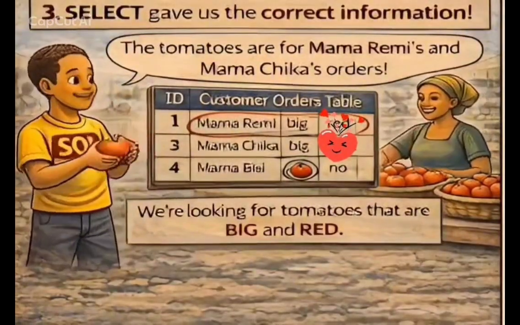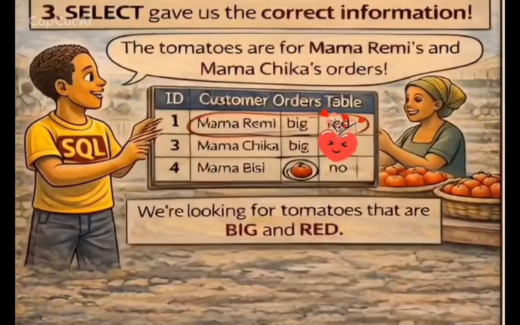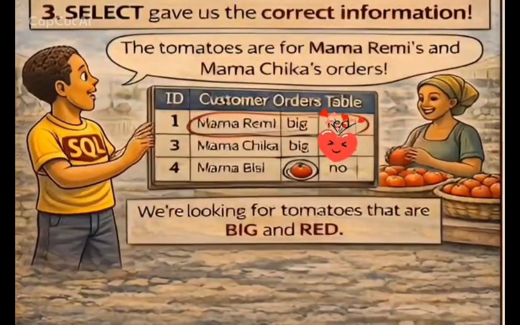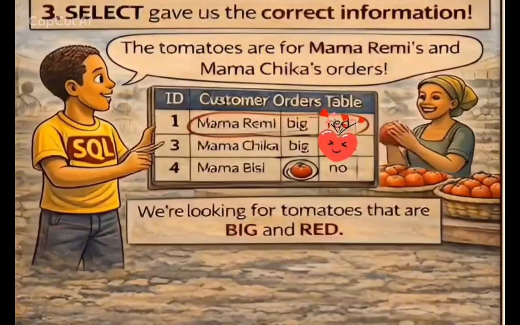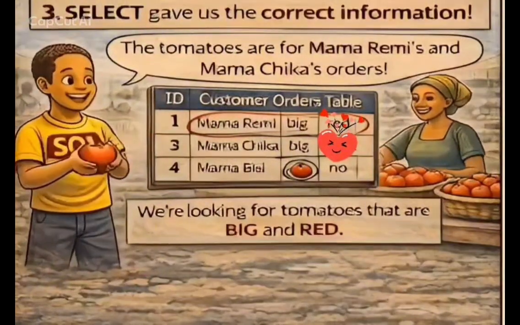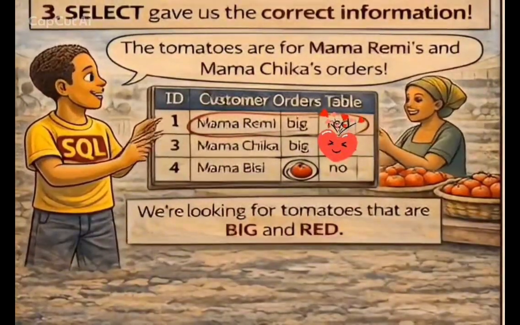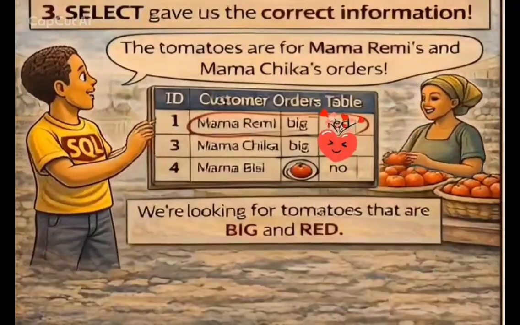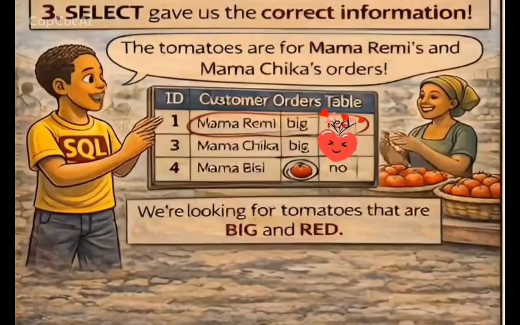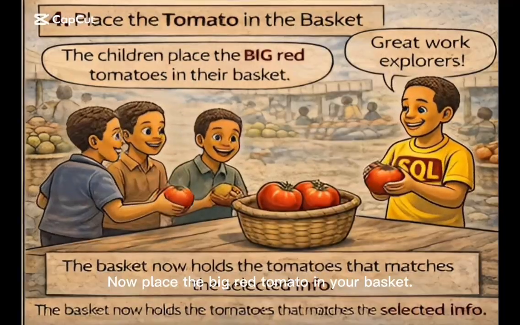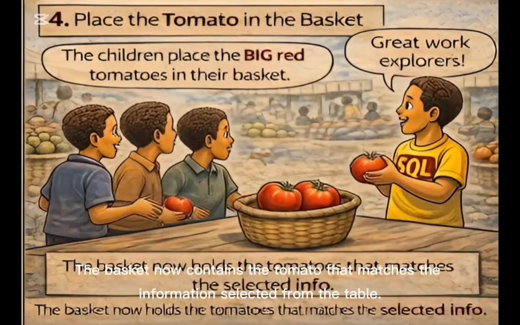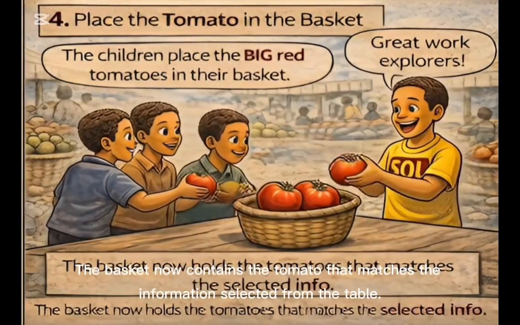Don't get this confused. SQL did not pick the tomato for us. SQL gave us the correct information about which customer order the tomato belongs to. So, the select statement helped us identify the customer order we want to see from the table, which helped us pick the right tomato for the customer order from the trader's basket. Now place the big red tomato in your basket. The basket now contains the tomato that matches the information selected from the table.